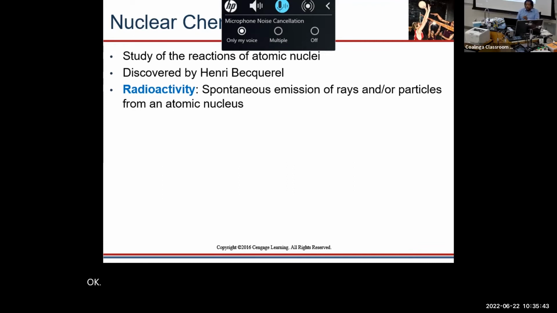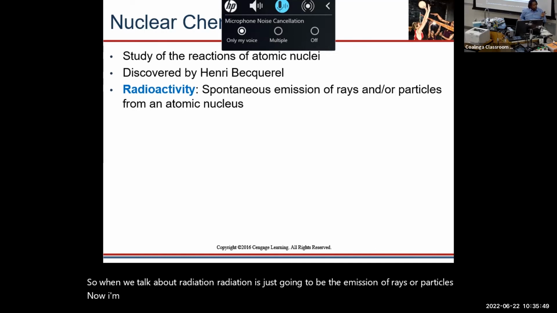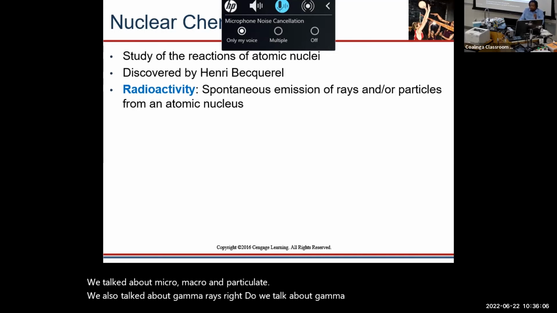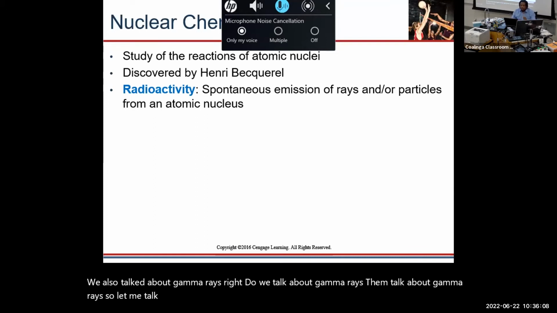So when we talk about radiation, radiation is just going to be the emission of rays or particles. Now I'm going to distinguish between rays and particles. You guys remember when we started, we talked about micro, macro, and particulate. We also talked about gamma rays. Did we talk about gamma rays? Okay, so let me talk about gamma rays.